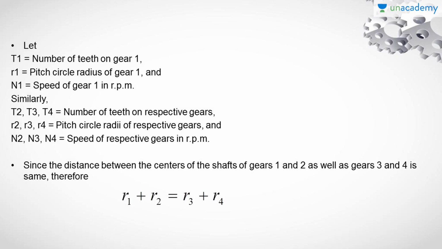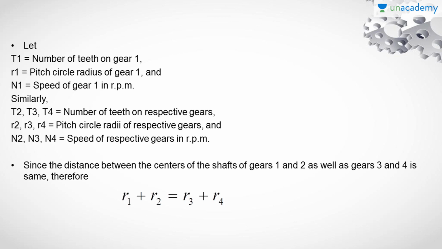So let T1 be the number of teeth on gear 1, R1 the pitch circle radius of gear 1, and N1 the speed of gear 1 in RPM, revolutions per minute. We have T2, T3, T4, the number of teeth on the respective gears, gear 2, gear 3 and gear 4, and R2, R3, R4, the pitch circle radii of the respective gears, and N2, N3, N4 are the speeds of the respective gears in rotations per minute. Okay, so this is the notation I'm going to use for the calculation of the speed ratio and the train value.